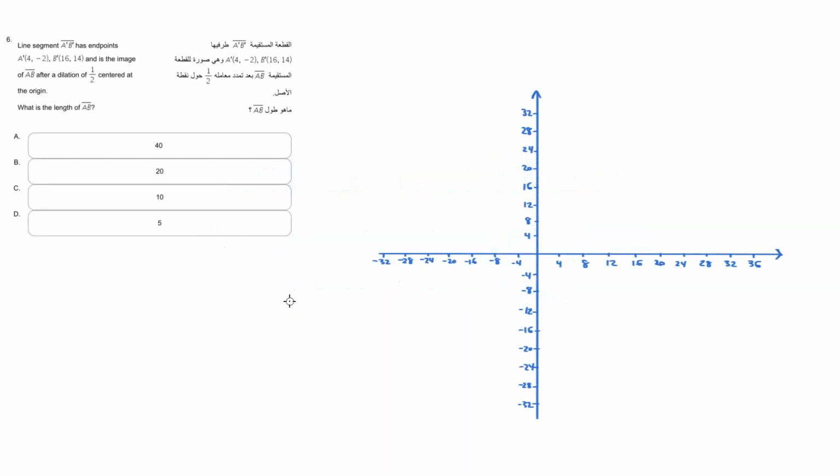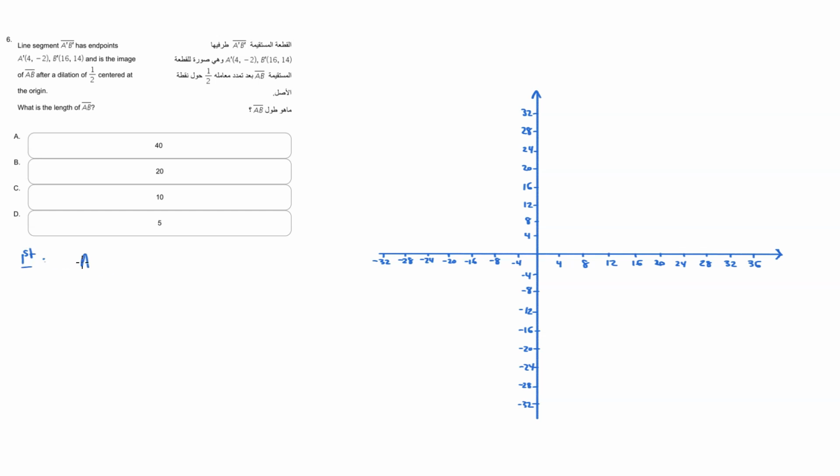It says line segment A prime B prime has endpoints A prime at (4, -2) and B prime at (16, 14). And it's the image of line segment AB after a dilation of 1/2 centered at the origin. What is the length of AB? So there's a lot of stuff to talk about here. Let's start talking about enlargements and dilations.